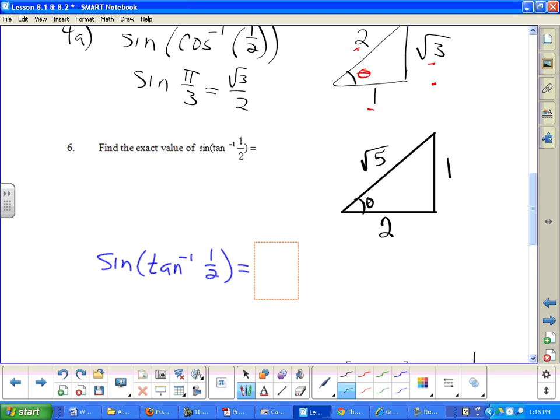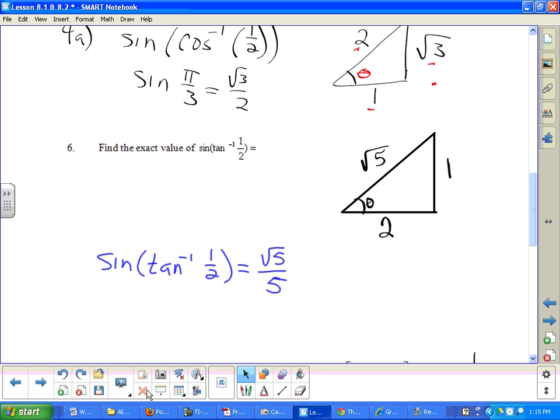So the sine of theta is equal to opposite over hypotenuse, which is 1 over the square root of 5, or square root of 5 over 5. Well, guess what? Your calculator will not tell you that exact value.